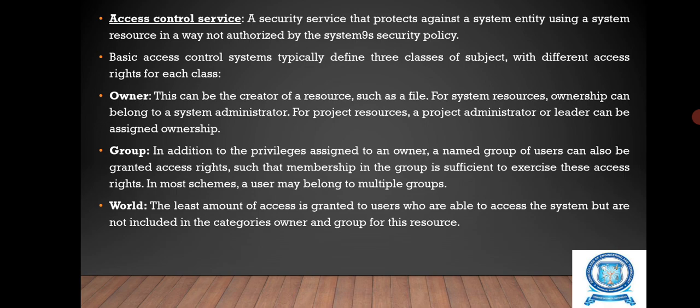The basic access control systems typically define three classes of subject with three different access rights for each class: owner, group and world. Owner, this can be the creator of a resource such as a file. For system resources, the ownership can belong to a system administrator. For project resources, a project administrator or leader can be assigned ownership. Group, in addition to the privileges assigned to an owner, a named group of users can also be granted access rights such that membership in the group is sufficient to exercise these access rights. In most schemes, a user may belong to multiple groups. World, the least amount of access is granted to users who are able to access the system but are not included in the categories owner and group for this resource.